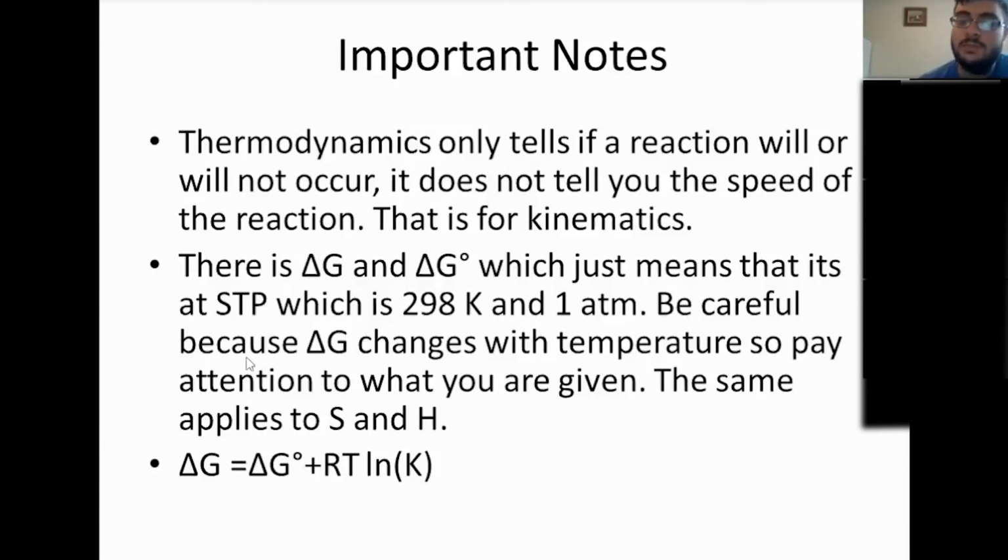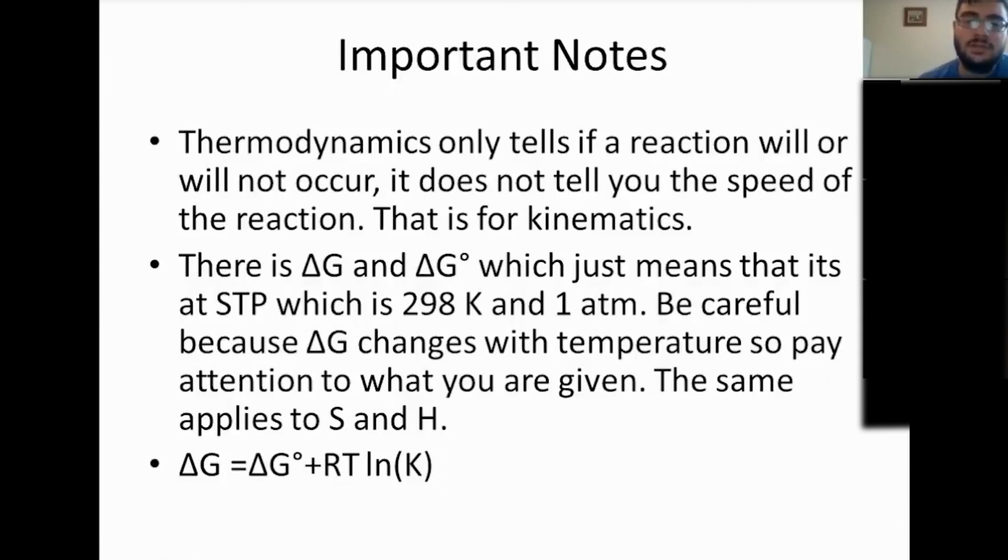So be careful, because delta G actually is dependent on temperature. Delta G is dependent on temperature, as you can see from the equation: delta H minus T delta S is dependent on temperature. Delta G standard is not dependent on temperature. Delta G standard is at a certain temperature, right? So delta G standard of a reaction at 298, 398, 598 is the same because it's standard, whereas delta G of those three reactions is different. And the same applies to delta S and delta H. There's delta S standard and delta H standard, which are also at STP.